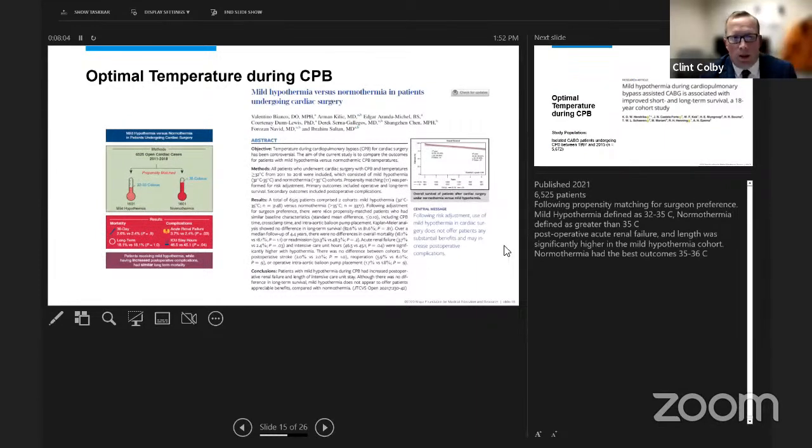Okay, so published in 2021, and this covered 6,525 patients. There was some propensity matching for surgeon preferences. So some of the surgeons were always in certain groups here. So there's some lack of strength there, but mild hypothermia versus normothermia in patients undergoing cardiac surgery.